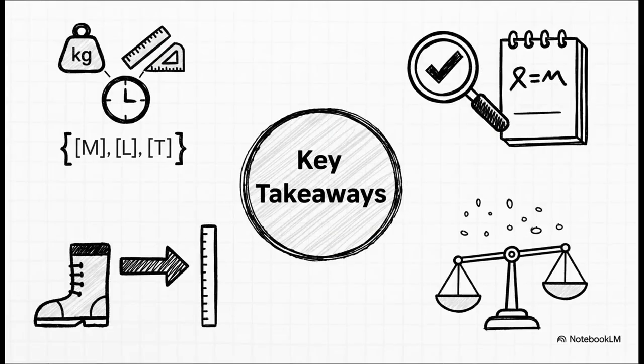So, what are the big takeaways here? First, everything physical can be broken down into mass, length, and time. Second, you can use this to do a quick sanity check on your equations. Third, it's a super reliable way to convert units. And finally, just remember, it's checking for consistency, not whether your numbers are perfect.